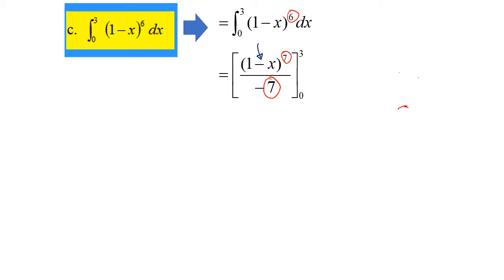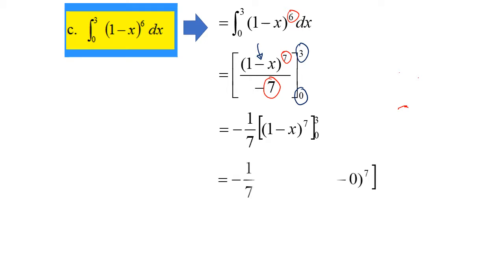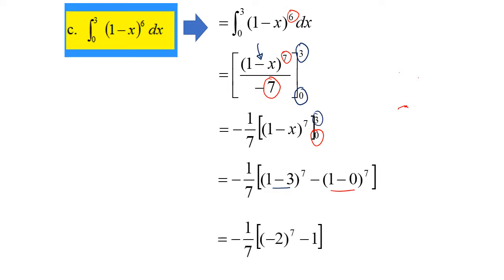And next, we have to substitute the limits. The lower limit is 0 and the upper limit is 3. We may factorize 1 over negative 7 outside the bracket, and it will be equal to negative 1 over 7, (1 minus x) to the power of 7 from 0 to 3. First, we substitute the limit of 3 when x is equal to 3, so 1 minus 3 to the power of 7, and then substitute the limit of 0, so 1 minus 0 to the power of 7. Next, it will be equal to negative 1 over 7 times (negative 2 to the power of 7 minus 1), and the final answer should be 129 over 7.